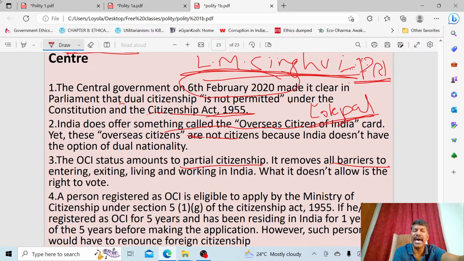It removes all the barriers in terms of entry, exit, living and working in India, but does not allow the right to vote. You don't have the right to vote. You come, go, live and work in India as an OCI, but you do not have that right. But in 2019, the Election Commission of India received a recommendation as part of electoral reforms. On that basis, the voting right will be given to non-resident Indians.